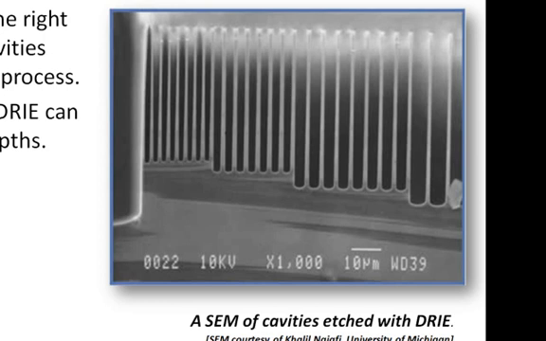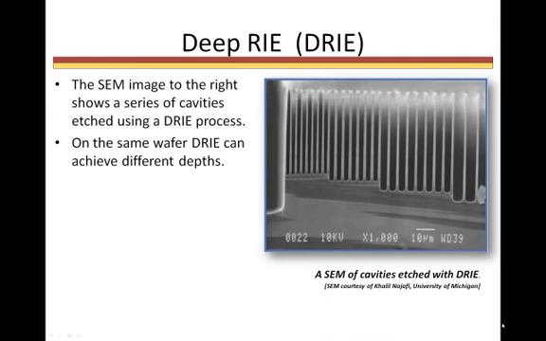This scanning electron microscope image, or SEM, shows a series of cavities etched using a DRIE process. Notice that the deeper cavities have the wider openings. This SEM shows that one of the ways to control cavity depth is by controlling line width.